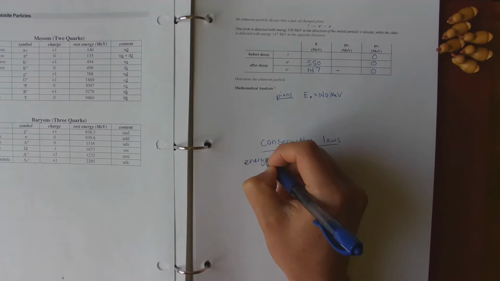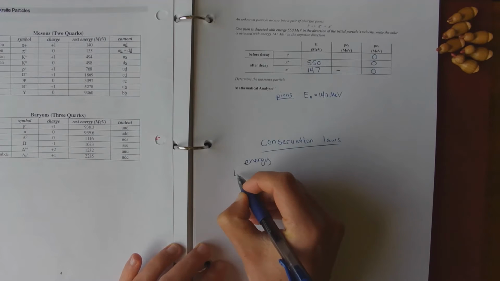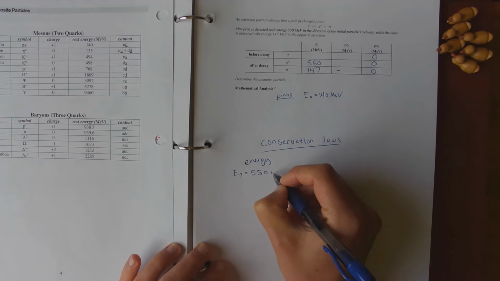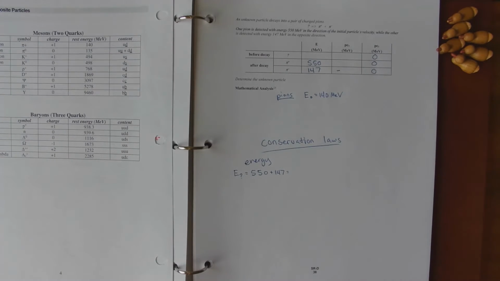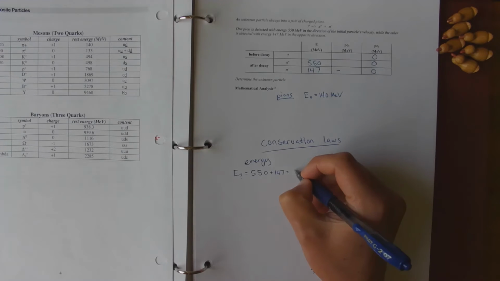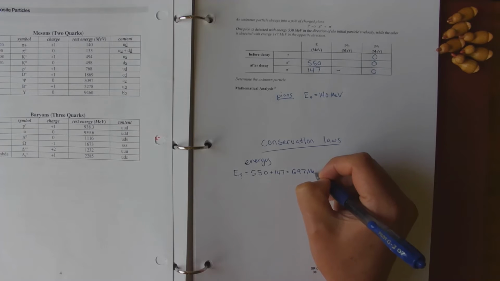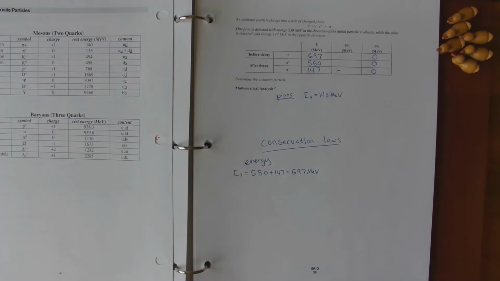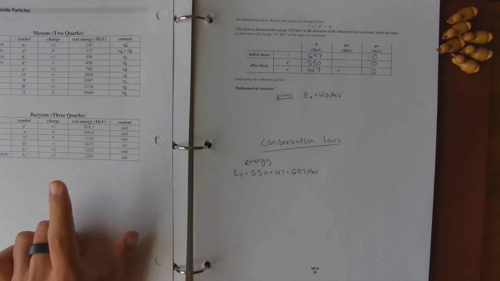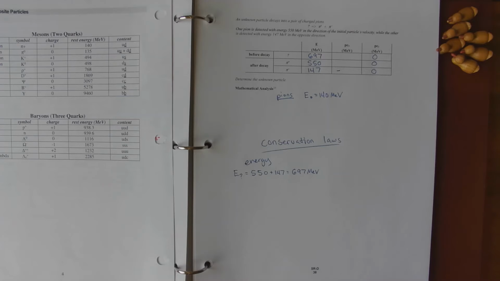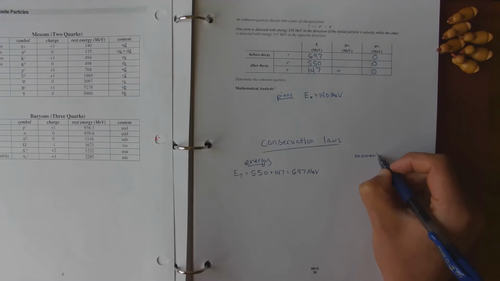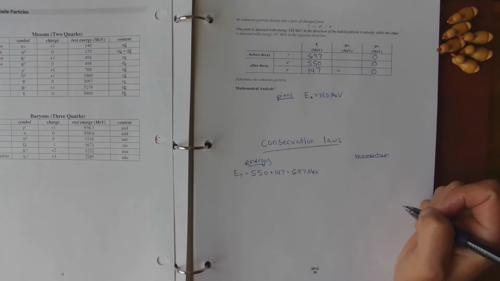And for energy, we have the total energy of the unknown particle must be equal to 550 plus 147. 550 plus 147 is 697. So let's go ahead and put that in. So we know E total, but the problem is to find the identity, we need not the total energy, but the rest energy. So I'm going to have to do conservation laws for momentum also.